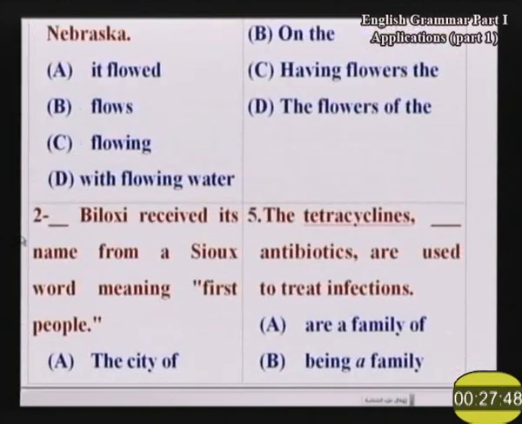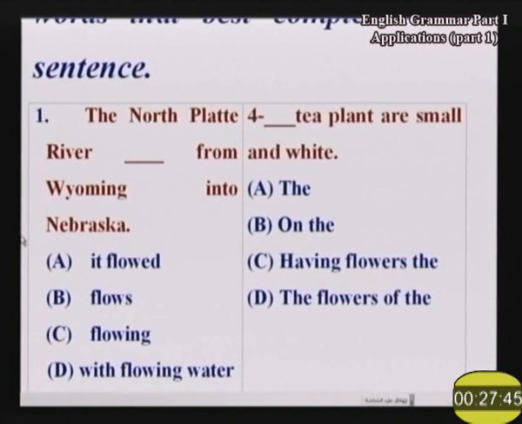Let's see number 4. Tea plant are small and white. Can I say the tea plant are? No, the tea plant is. Can I say on the tea plant are? If I say on the tea plant, then plant would be the object of the preposition on, so I have no subject. Having flowers the tea plant, no. The flowers of the tea plant. Okay, let's look here: the flowers of the tea plant are small and white. The flowers is the subject, and are is the verb. So the flowers of the tea plant are small and white.